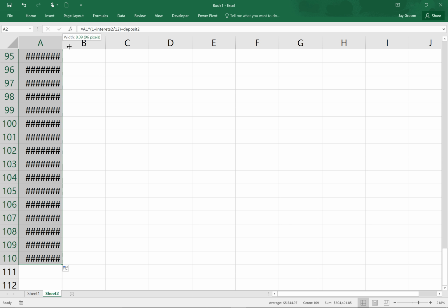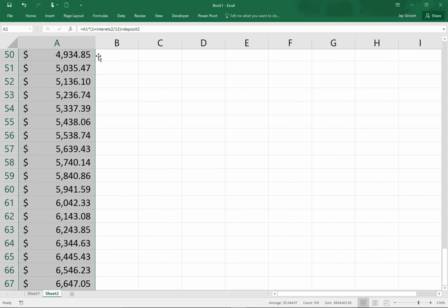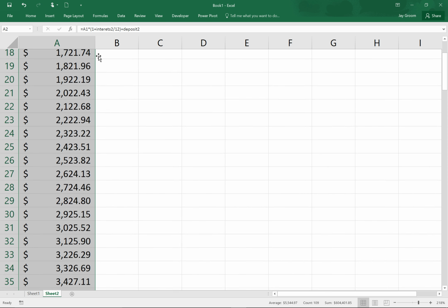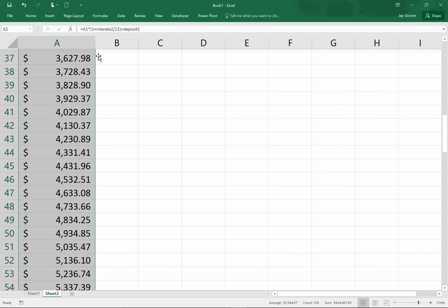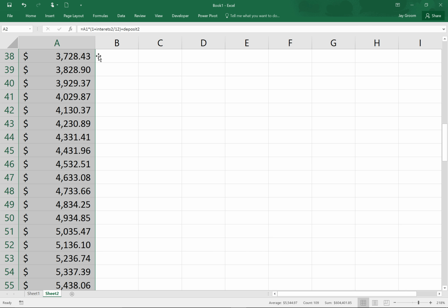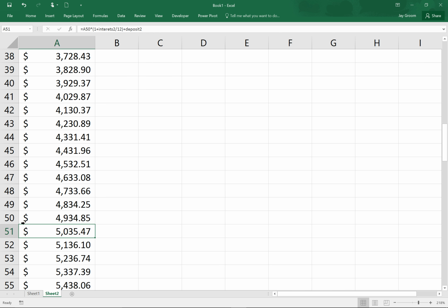Holy cow, Kim Kardashian. There it is. Now, I'm looking for $5,000. Hey, that happens right around there. Right around row 51. Between 50 and 51. But, by the way, this is month 50. This one up here was month 49. So, roughly 4 years in, I will have $5,000.